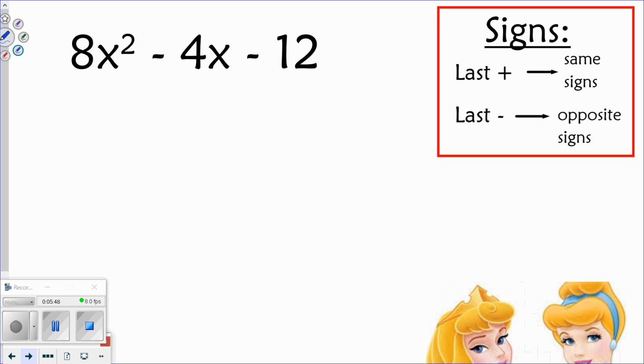All right, how about the next one? 8x squared minus 4x minus 12. What's the first thing you always look for? Good. Greatest common factor, which is 4. All right, so let's take out a 4.